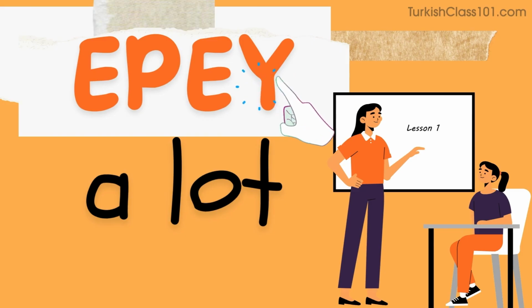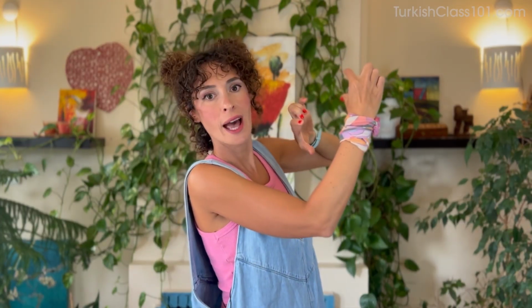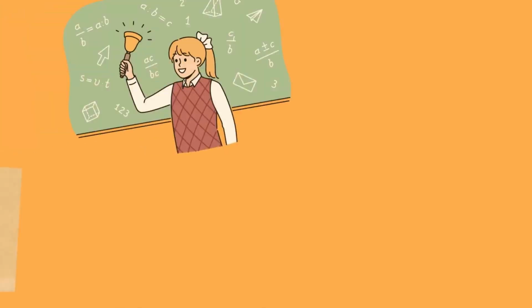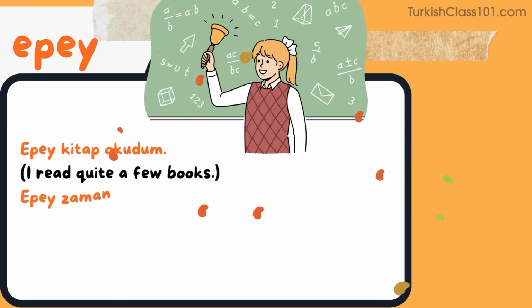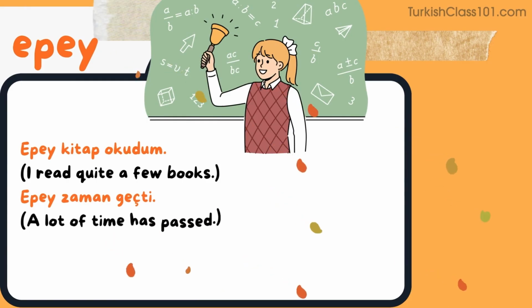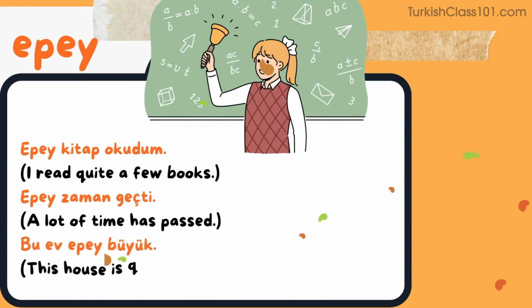This is very similar to çok, but it often suggests a great deal of something, though not to the extreme level of çok. Okay, çok is like this, epey is a little bit under çok, okay? Fazla, çok, epey. Let's give some examples. Epey kitap okudum. I read quite a few books. Epey kitap okudum.